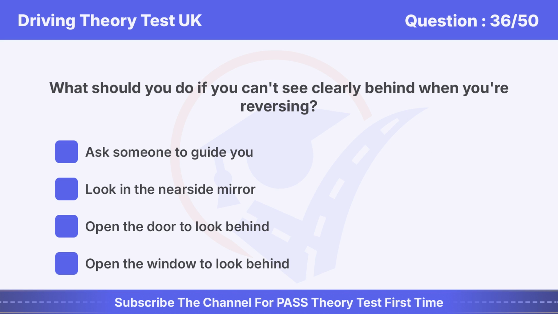Question 36. What should you do if you can't see clearly behind when you're reversing?